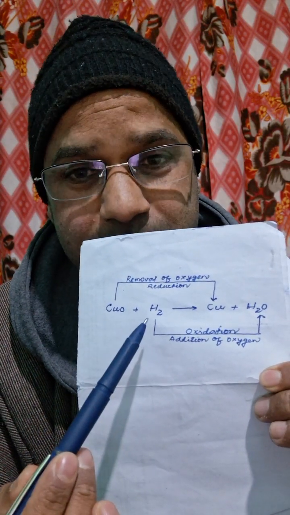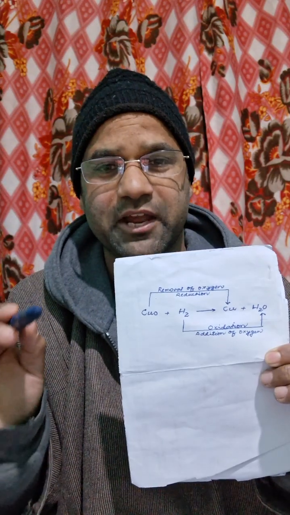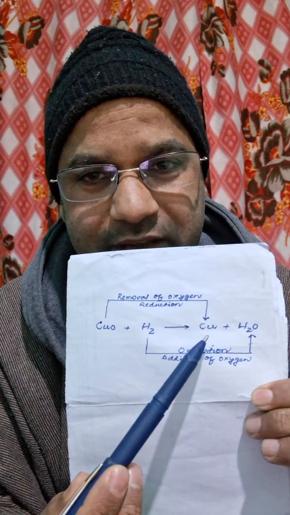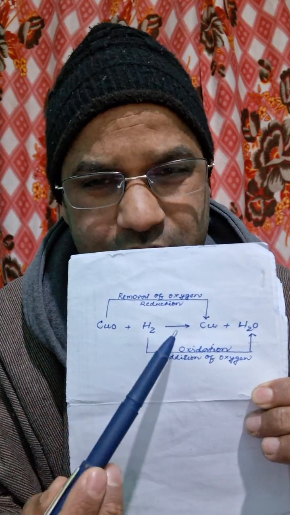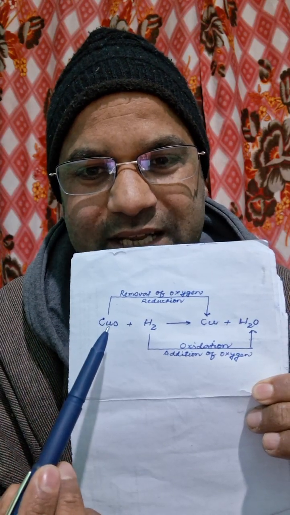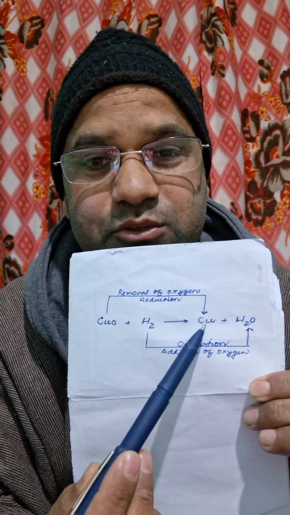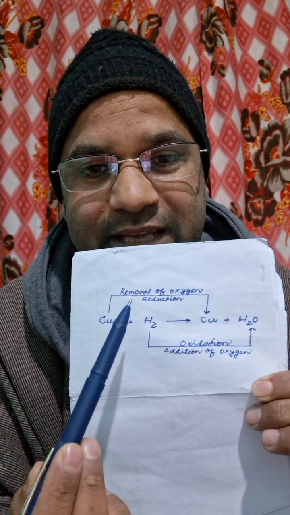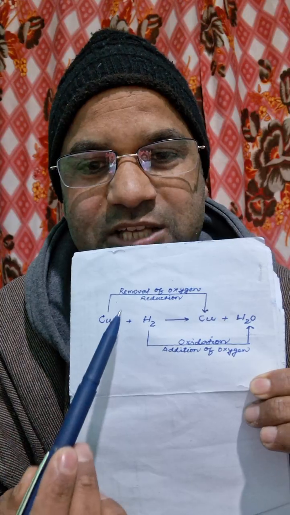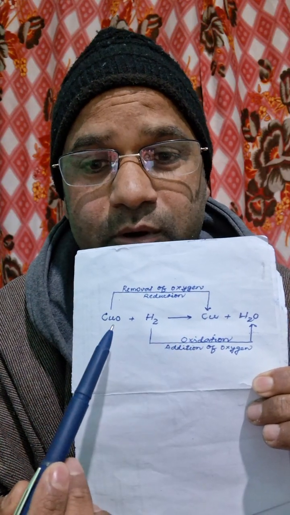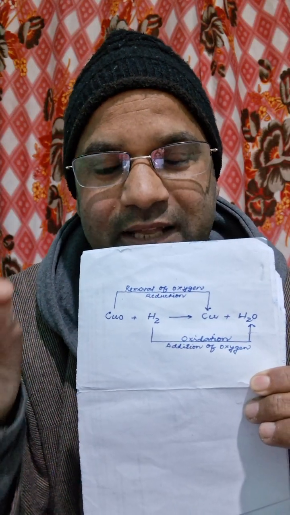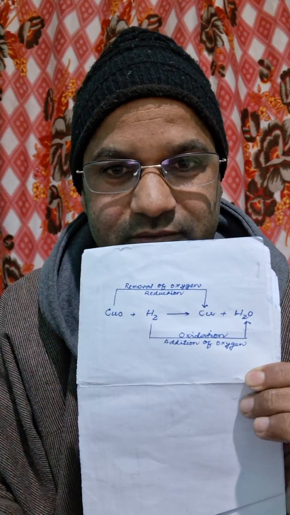ये react करते हैं आपस में. आप देख लीजिए कि इस reaction में क्या होता है. This CuO, after the completion of this reaction, as far as copper oxide is concerned, is basically converted into Cu, which is copper. So इस पे क्या हुआ है? There is removal of oxygen, or we can say copper oxide has been reduced to copper, और copper oxide पे reduction हुआ है. जब हम कहते हैं कि उस पे reduction हुआ है, that means it has lost its oxygen.